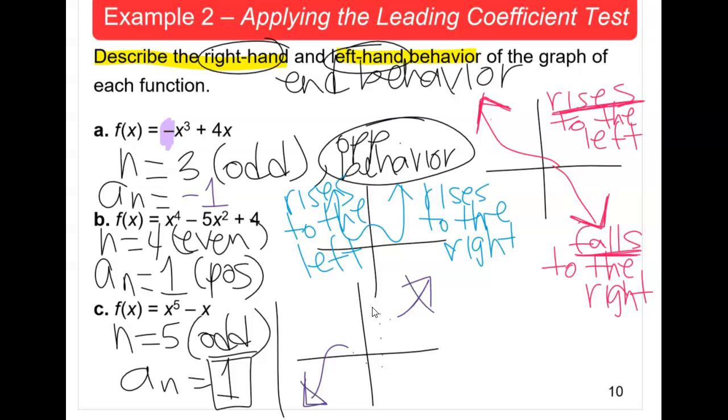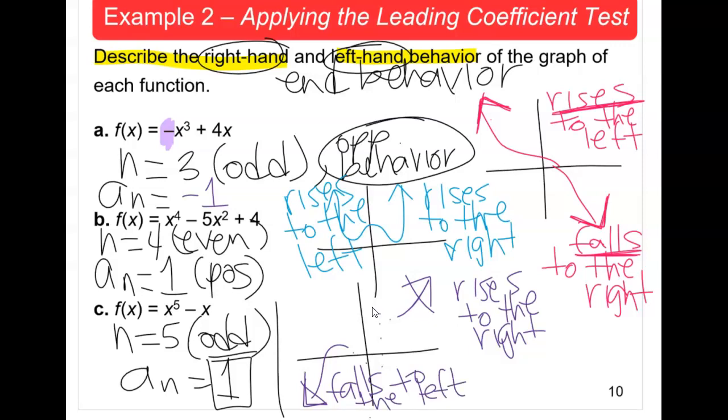Remember that. So we're going to say that it rises to the right and it also falls to the left.